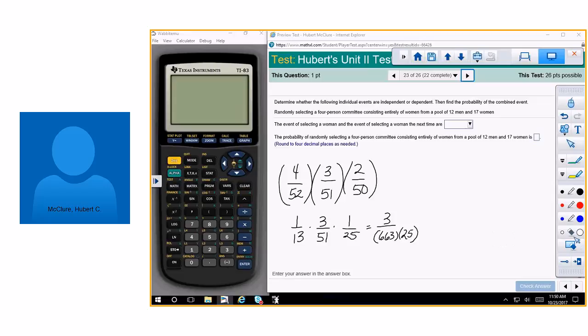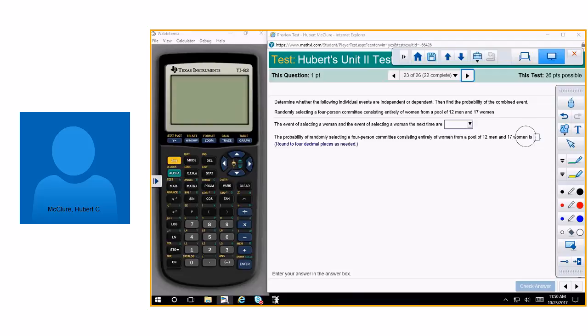Determine whether the following individual events are independent or dependent. See, it's supposed to mix these things up. I don't know why it's not mixing them up. Then find the probability. Randomly selecting a 4-person committee consisting of entirely women from a pool of 12 men and 17 women. So 4 draws of women. That's basically what they're asking. The event of selecting a woman and so on next time.